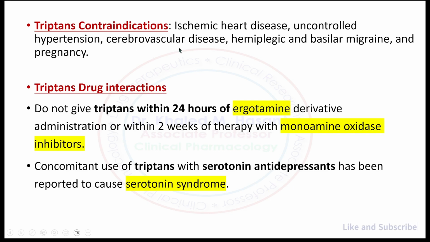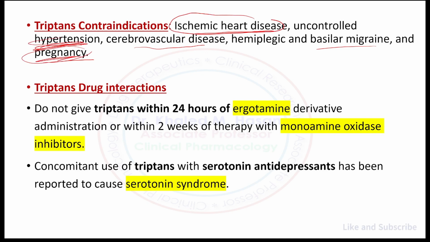Triptan contraindications, in general, remind us of the ergot. If the patient suffers from ischemic heart disease, the same as with ergot, we don't prefer to use it. Pregnancy, we don't prefer to use it. Hypertension, cerebrovascular disease, hemiplegic migraine or basilar migraine. So we have several contraindications. The most important ones are ischemic heart disease, pregnancy, and hypertension, because this medication causes vasoconstriction.